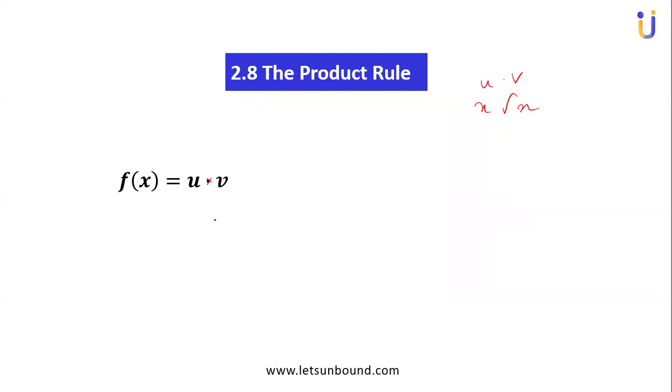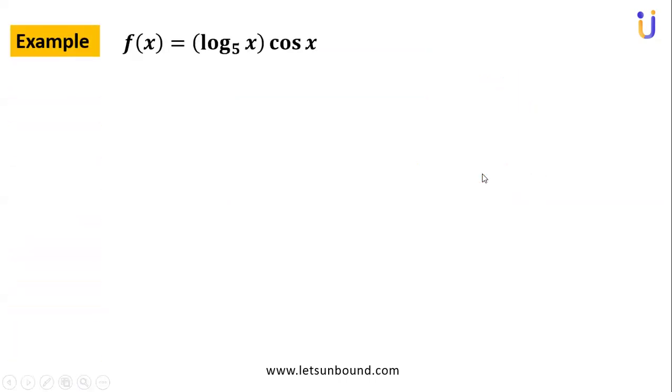Two functions connected with the product symbol is a product function, and we can apply this rule. f'(x) is u'v plus v'u. So u is a function of x, v is also an expression of x. Simple: first you differentiate u to get u', then multiply by the second function as it is. Then it's a plus: differentiate the second one and keep the first one as it is. That's simple. A quick example on this: log 5x cos x.